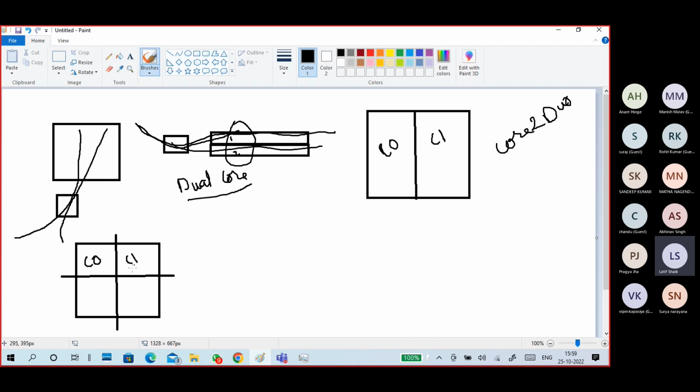Next one is quad core processors. This is a quad core processor. Quad core processor means one processor, four parts. Octa core, one processor, eight parts.